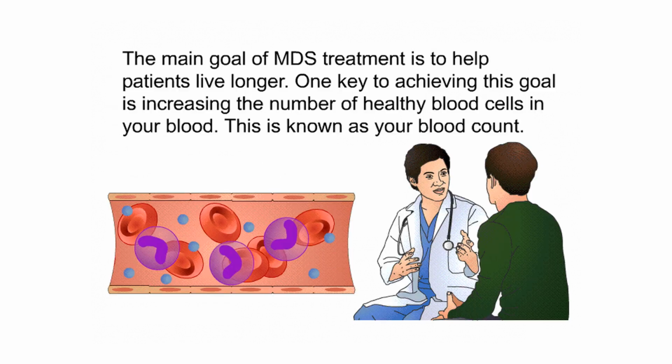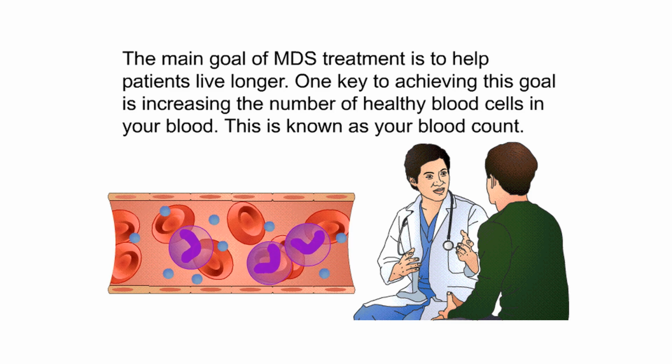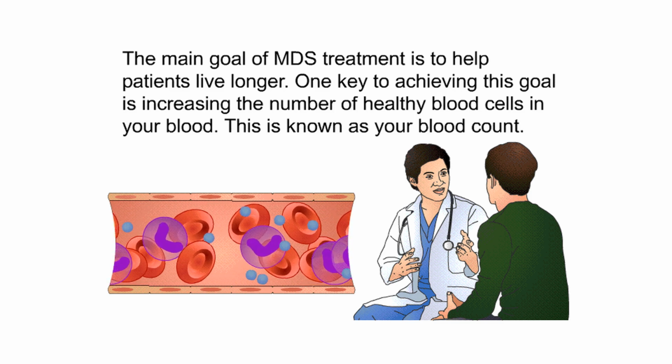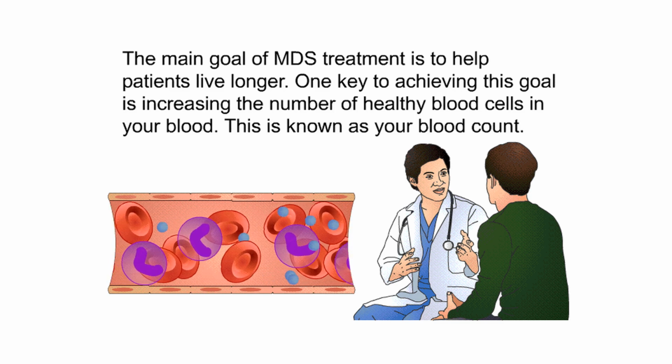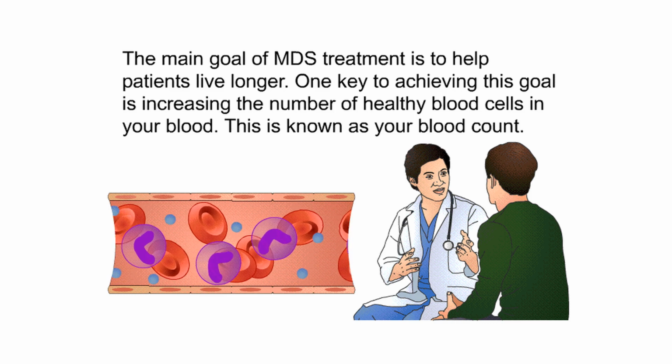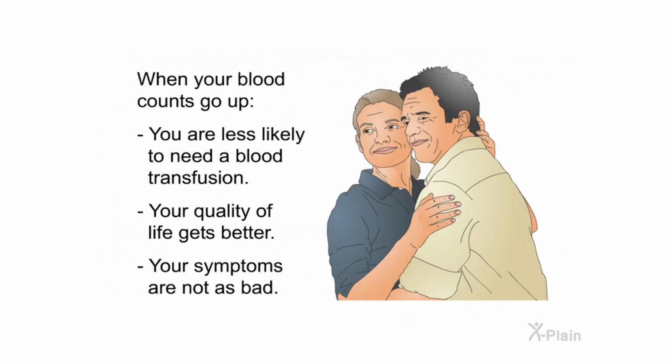Treatment. The main goal of MDS treatment is to help patients live longer. One key to achieving this goal is increasing the number of healthy blood cells in your blood. This is known as your blood count. When your blood counts go up, you are less likely to need a blood transfusion. Your quality of life gets better. Your symptoms are not as bad.